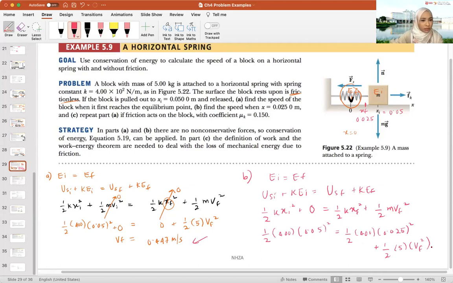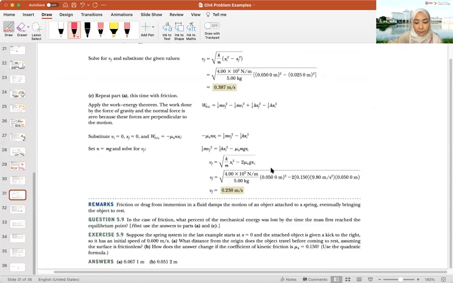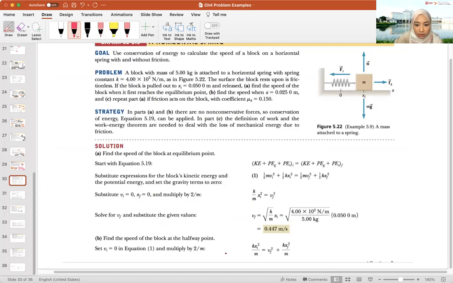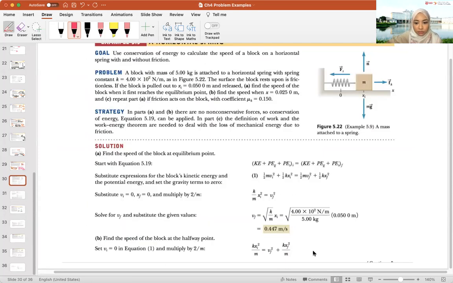Okay, so hopefully, because I'm lazy to use a calculator, let's see. 1 over 2, this is part A. Where's part B? Okay, it's this one. So find the speed half. Dia buat cara lain pula daripada kita. Alas, betul. So dia dapat jawapan 0.387. Okay, let's see if we get the same answer.